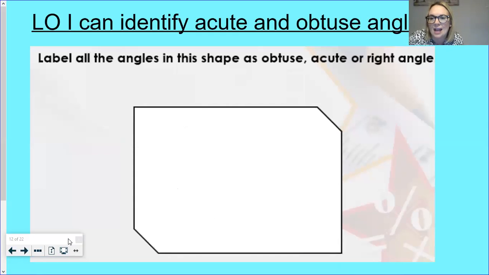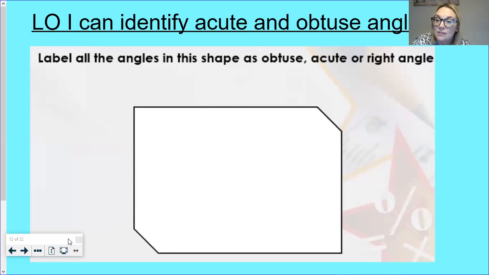Okay, next activity, have a look at the shape on the screen. If we're looking at the internal angles, so the angles inside the shape, you've got 1, 2, 3, 4, 5, 6 angles. Or you could call them where the corners are, the vertices, where the sides meet. You've got 6 angles to label.